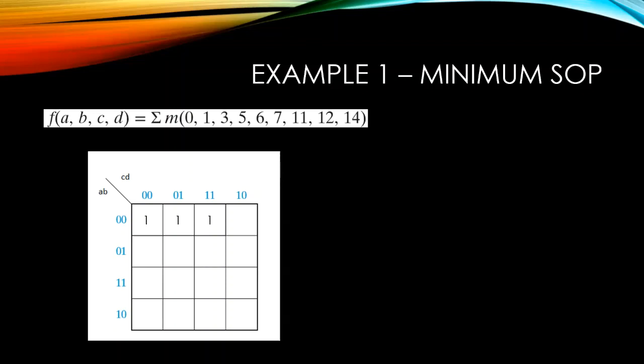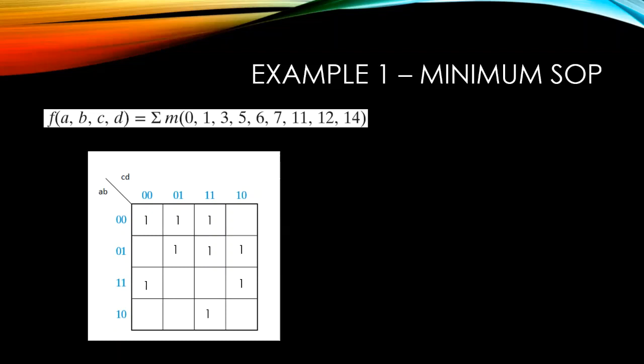And 5, AB 0, 1, CD 0, 1. And for 6, 0, 1 and 1, 0 for CD. And for 7, 0, 1 for AB, CD 1, 1. And for 11, AB it's 1, 0, and CD 1, 1. 12, AB 1, 1, CD 0, 0. And for 14, AB 1, 1, 1, 0 for CD. So we already plotted all the minterms.